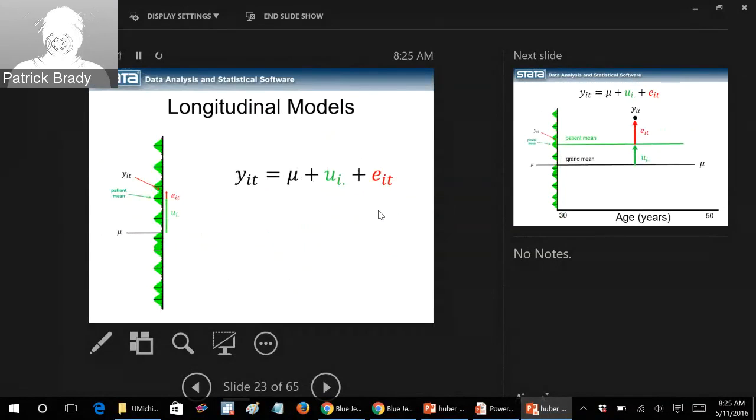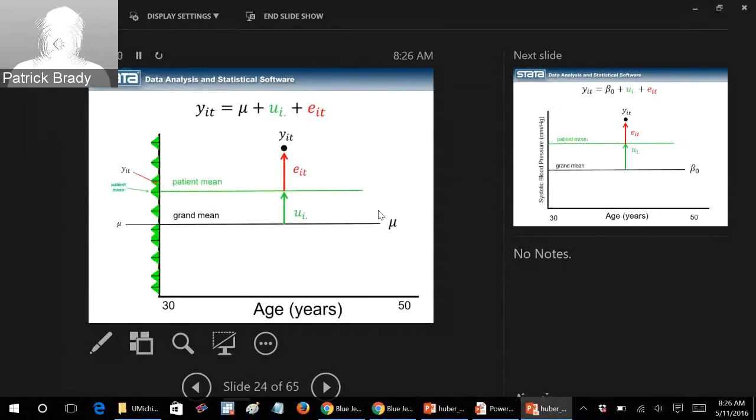So I'm still paying attention to the same observation right here, and the same observation deviates from the patient mean, which deviates from the grand mean. But by flipping it up on its side, now I can start thinking about this in terms of regression. So I still have a grand mean, okay? But now I have this horizontal axis that shows age in years. In the example I'm going to show in the second hour, age is going to range from, I think, about 30 to 50 years, probably more like 40 to 50. But anyway, what I've done here is added a horizontal axis. But other than that, nothing's changed.